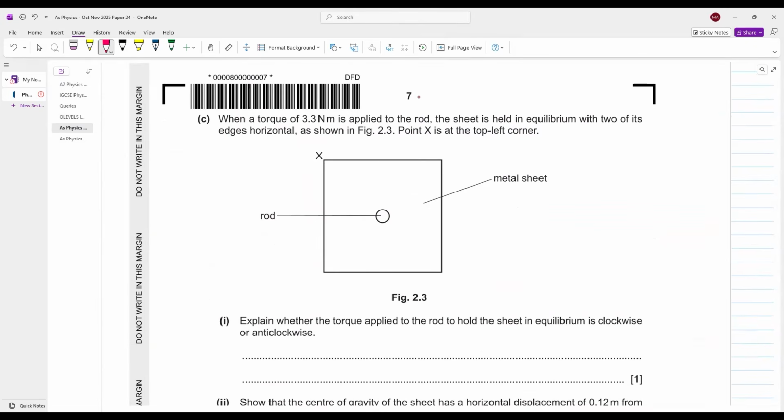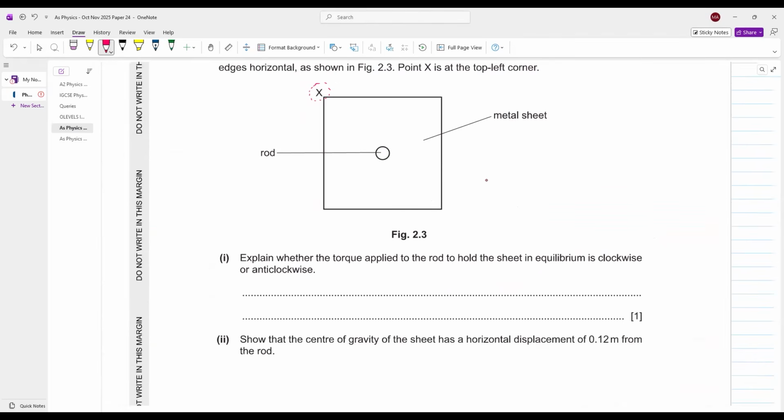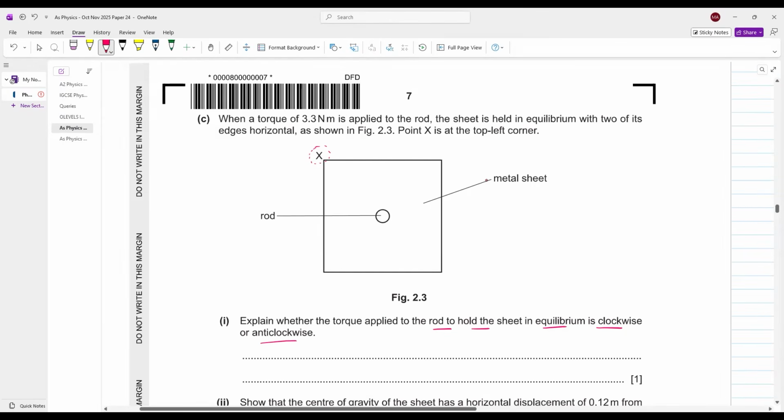When a torque of 3.3 Newton metre is applied to the rod, the sheet is held in equilibrium with two of its edges horizontal, as shown in figure 2.3. Point X is at the top left corner. अच्छा जी, यहाँ पे point X आया हुआ है, ठीक है. Explain whether the torque applied to the rod to hold the sheet in equilibrium is clockwise or anti-clockwise. बेटा, हम एक टॉर्क अप्लाई कर रहे हैं ऑफ 3.3 न्यूटन टू कीप द मेटल शीट इन दिस पोजिशन. You have to tell whether this torque will be anti-clockwise or clockwise.